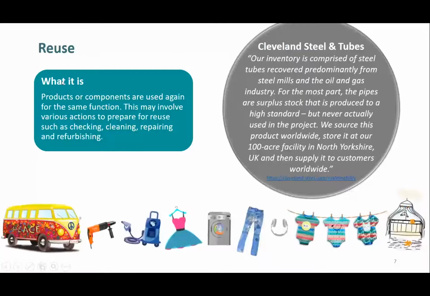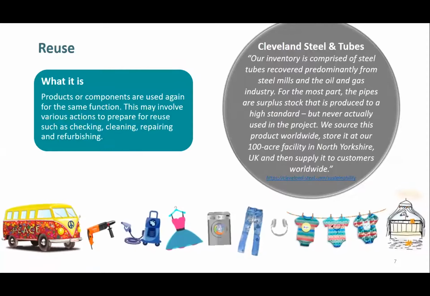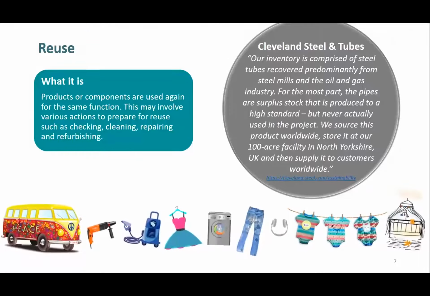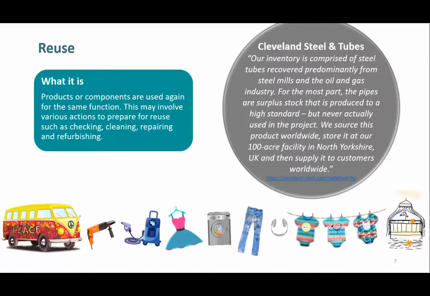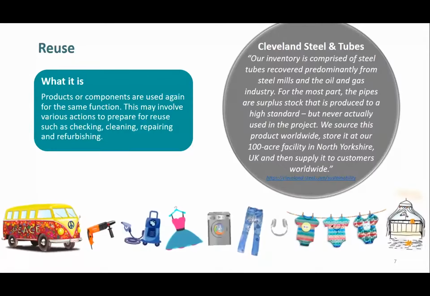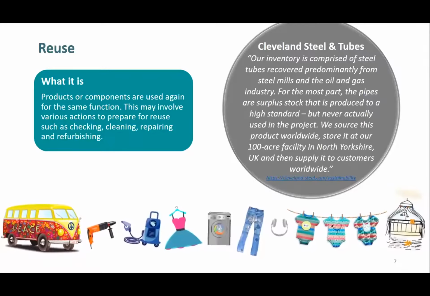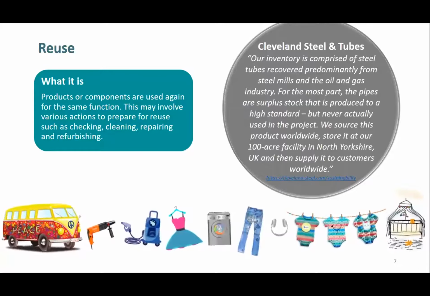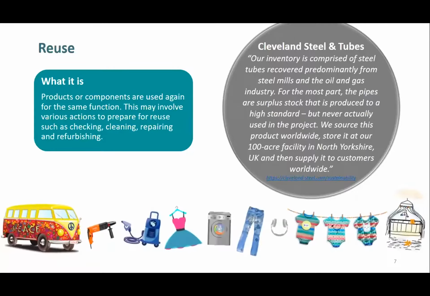So now let's look at a few examples of this. First up is reuse. That is basically using products and components again for the same function. And so basically a car will remain a means for transport, a light bulb will remain offering the function to produce visibility, a washing machine will be used to clean clothing, etc.